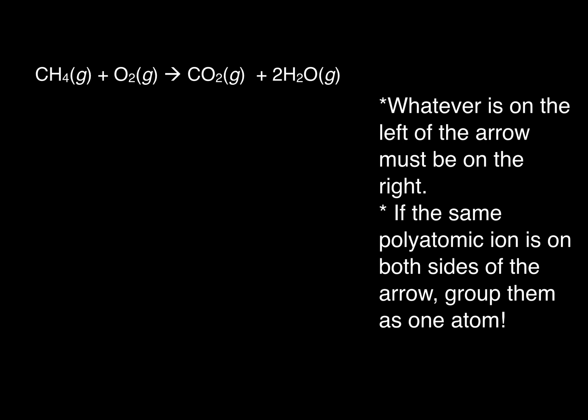So in our example here, we have CH4 plus O2, which produces carbon dioxide gas and gaseous water. Whatever is on the left of the arrow must be on the right. And if we have polyatomic ions on both sides of the arrow, we're going to group them as one atom. So we'll start to balance this.